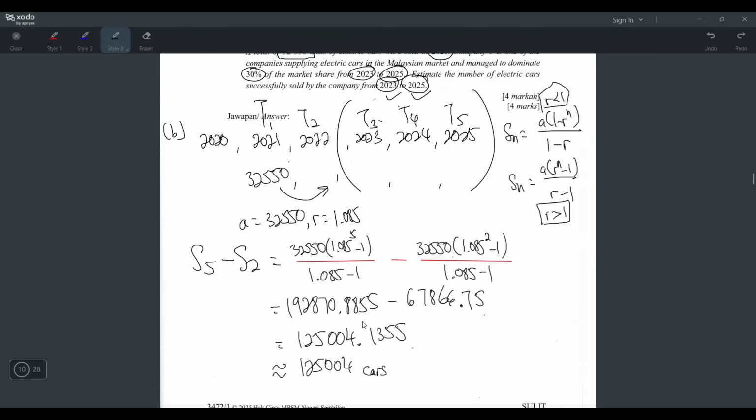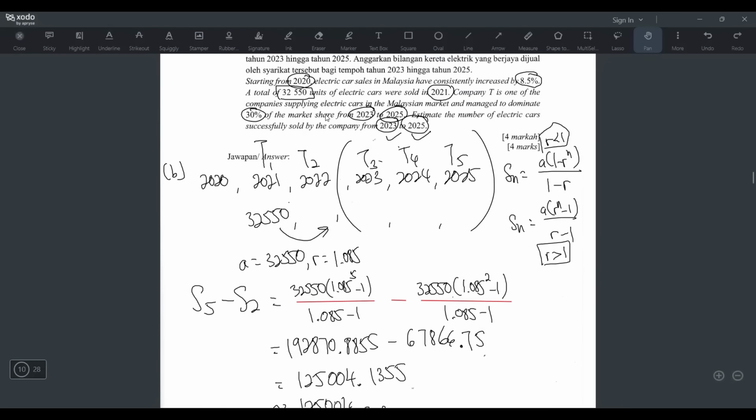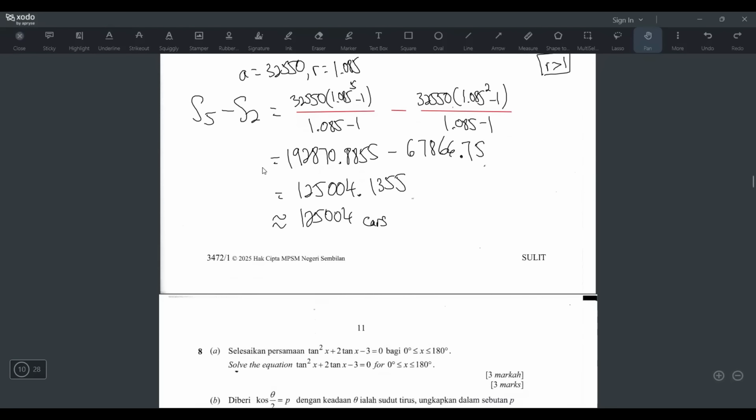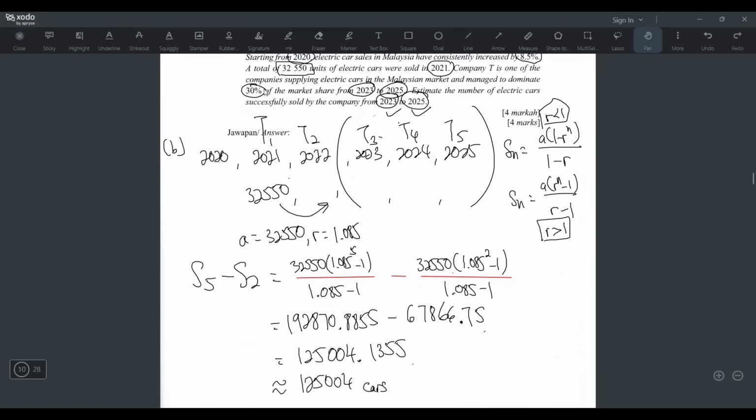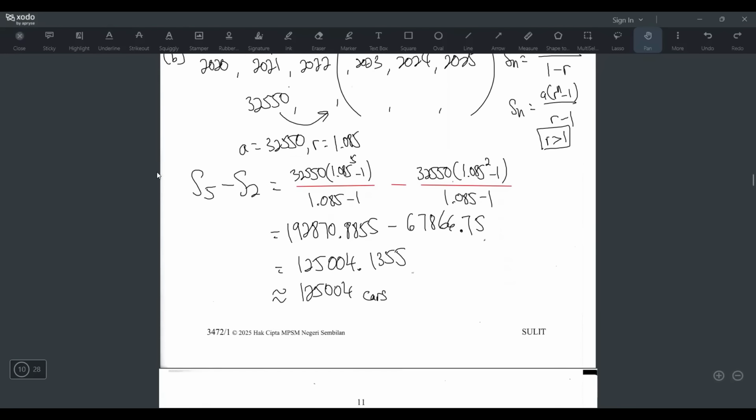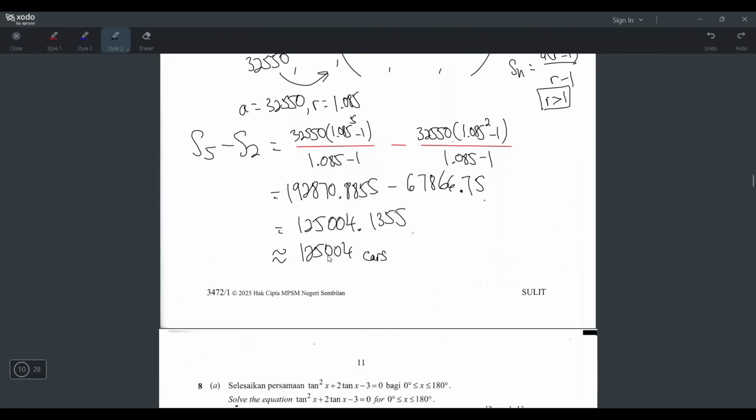Okay? That is sold from this. But they want to find the car that's sold by the company. Yeah, by that specific company. And they already said that specific company only dominate 30% of the market. So to find the car sold by that market specifically, it has to be 30% multiplied with this. So it will be 30 over 100 multiply 125,004. And I think you get decimal also, but it's fine. We can round off later.